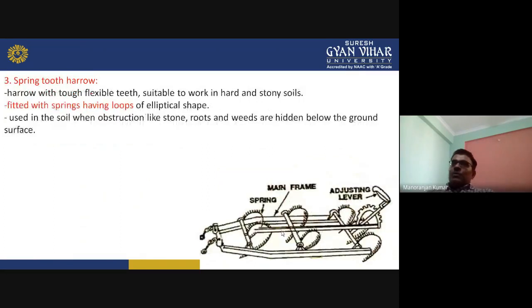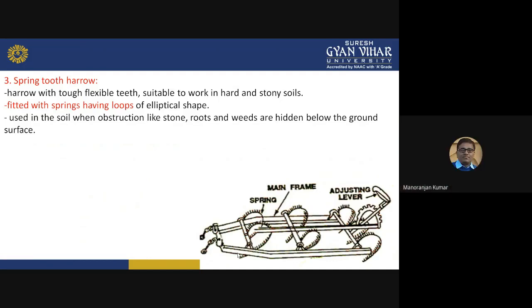Now the other type of harrow is the spring tooth harrow. This is a harrow with tough, flexible teeth. You can see these are the teeth which are flexible in nature. Due to this flexibility, this type of harrow is suitable to work in hard and stony soil. If it encounters a stone, it will ride over that, and in this way its material will be protected from damage.